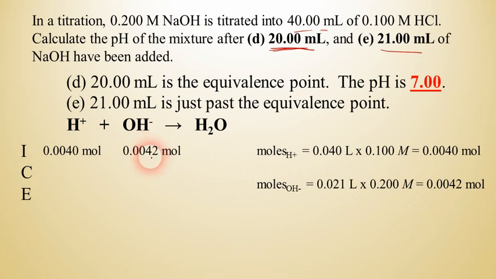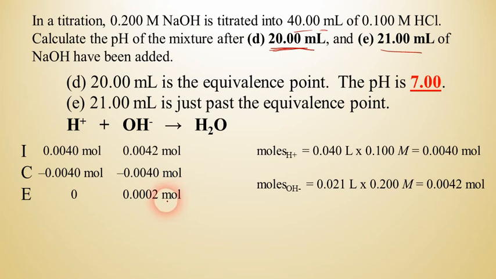Now, since we're past the equivalence point, you might notice that the hydrogen ion is going to run out this time. That is the limiting reactant. So we subtract 0.004 from both sides, and we get 0.0002. We got a lot of zeros in there. You might prefer to use scientific notation. 2 times 10 to the minus 4th moles of hydroxide if you want.